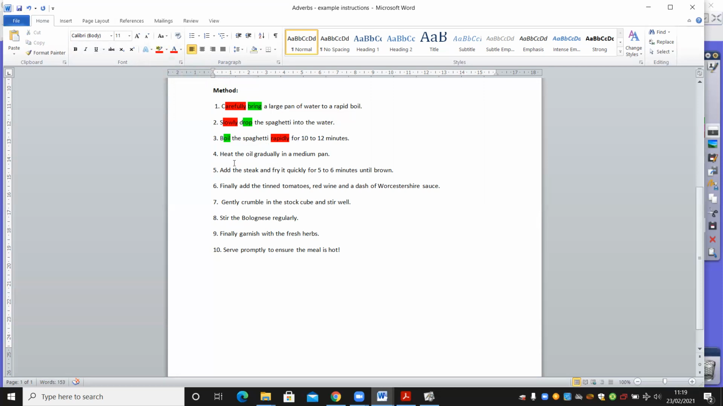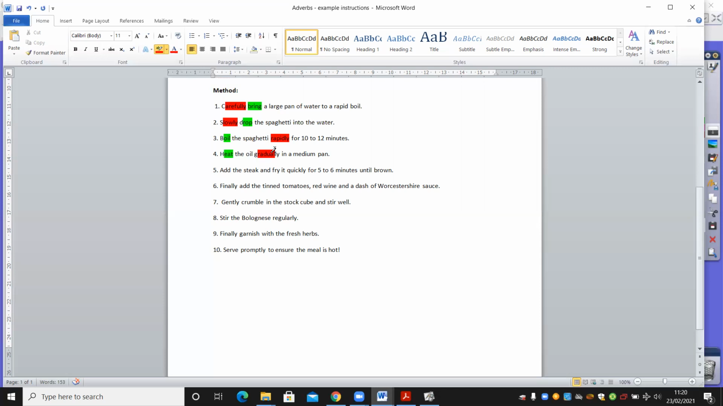Let's do one more together. Heat the oil gradually in a medium pan. Can we spot the verb in this sentence? Very good, well done. We spotted the verb, heat, well done. And where is the adverb in that sentence, describing the verb heat? Have you spotted it? Where is the adverb in this sentence? Gradually. Very good. Well done.